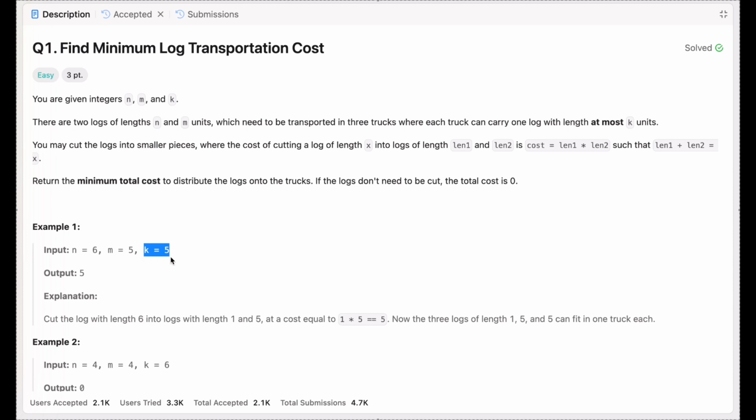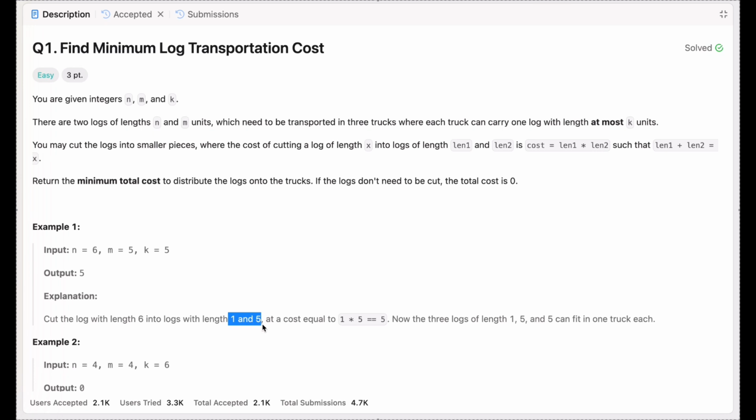If a log is too long to fit in a truck, you can cut it into smaller pieces. If you see here, n is 6, which exceeds k. It means the length 6 we have to cut into some pieces, that is 1 and 5, so the length does not exceed k. So you can cut it into smaller pieces like 1 and 5.